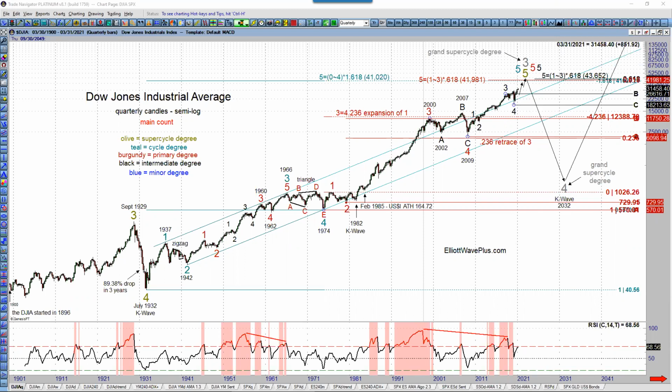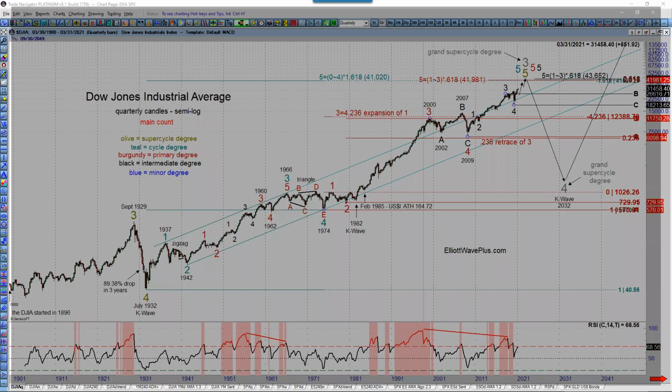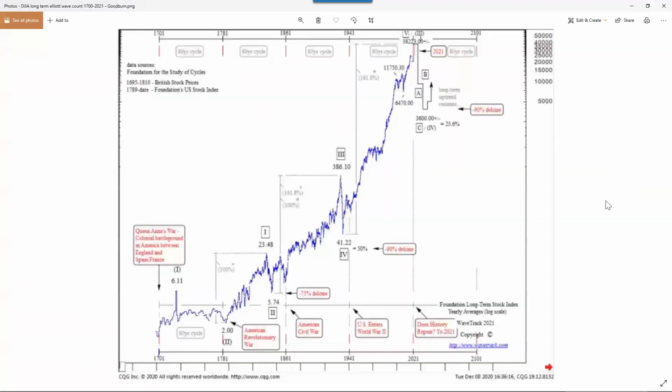And I did show this. There's quite a few new subscribers recently. I wanted to show this for those that didn't see it before. This is Peter Goodburn's count, super long term, and Prechter has a similar count, going back hundreds of years.